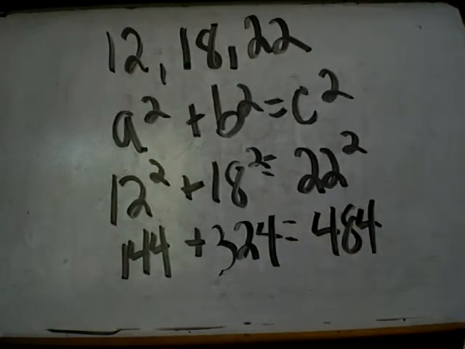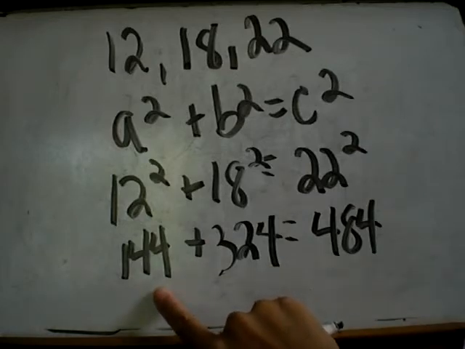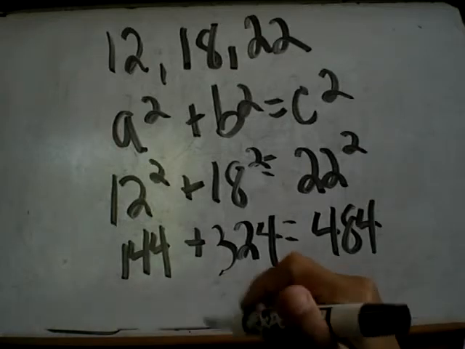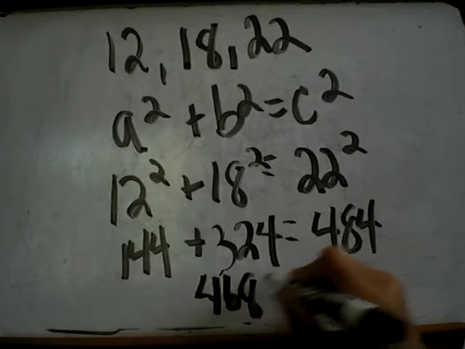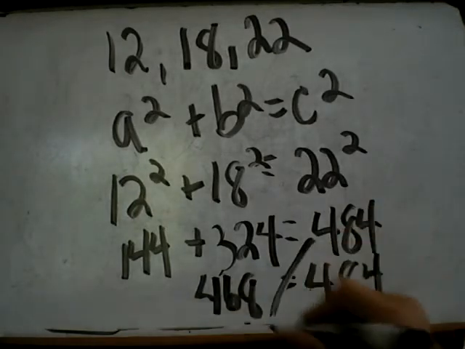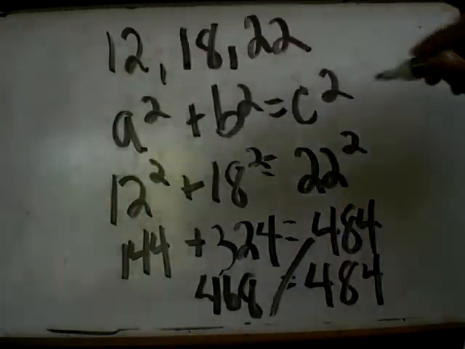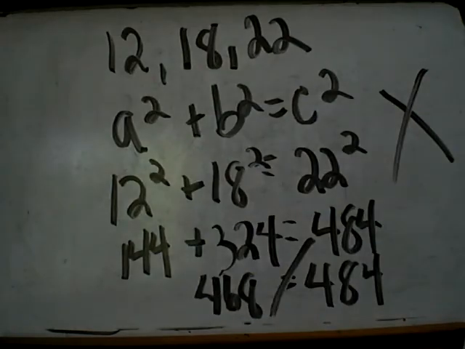Let's see if the left side of the equation equals the right side. 144 plus 324 is 468, and over here we have 484. They do not equal each other, so we know that this is not a right triangle.